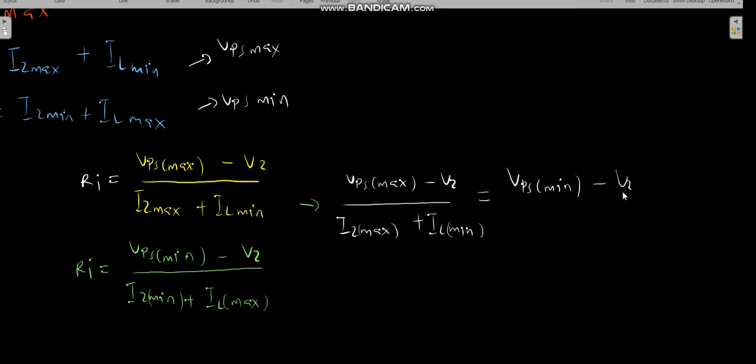Okay, this should be equal to VPS minimum minus VZ, all divided by IZ minimum plus IL maximum. I created this because when we take this, what you have here, it gives me Ri, and when we take this, it also gives me Ri, and they are the same value, so we can equate the two here. So this is the formula that you are going to use in answering our question.